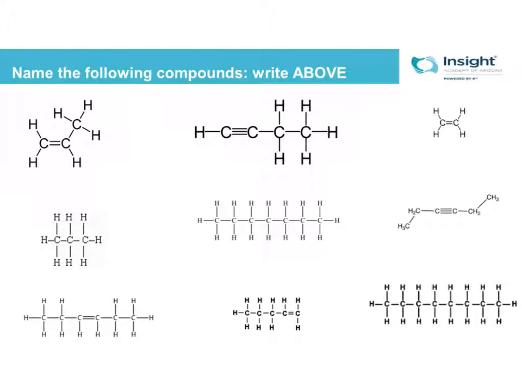So, see if you can name the following. For example, here we've got 2 carbons. So that's going to make it eth. And then the ending has to match the fact that I have a double bond. So this will be ethene for the double bond. This one in the middle here, we've got 1, 2, 3, 4, 5, 6, 7. So hept, and then it's all single bonds, so it'll be heptane.